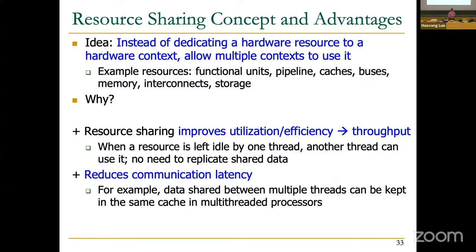But there are other benefits. One benefit is that it reduces communication latency. Data shared between multiple threads can be kept in the same cache in multi-threaded processors, for example. If you have a shared cache, you don't need to go to some other cache to get the data that's shared with someone else. As we will see in cache coherence, you may need to do that, actually. It's in a shared location, and everybody accesses it from that shared location. It could be in the L2 cache, but you could also think about this in the L1 cache, right? In the L1 cache, you have multiple threads sharing a cache block, and they can access it quickly.